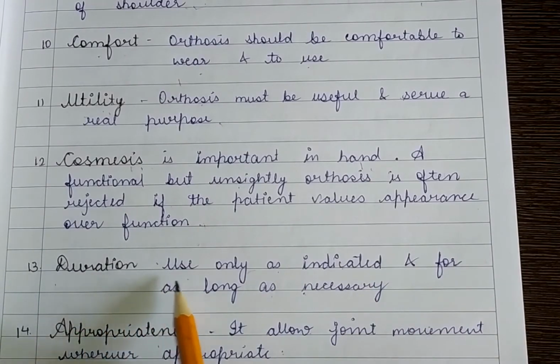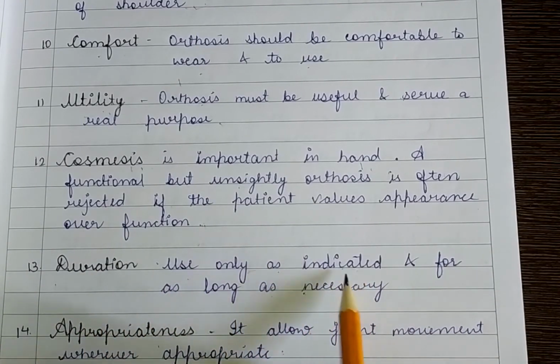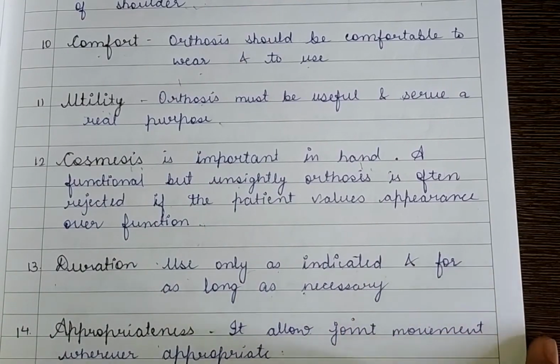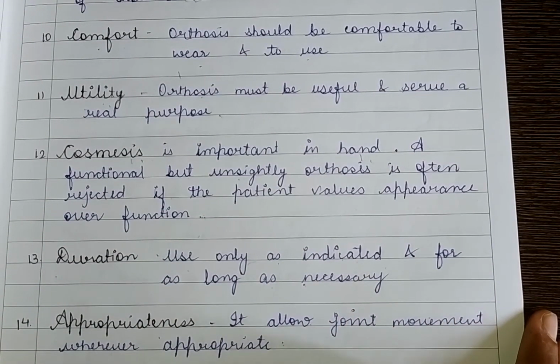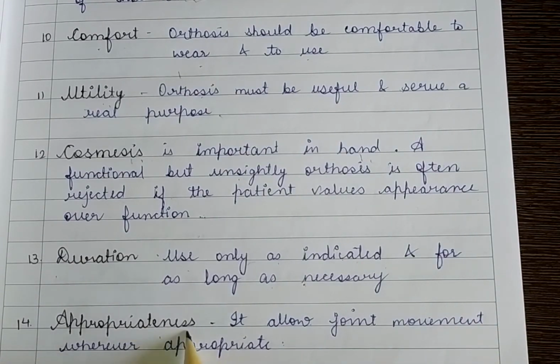Duration: it is indicated only for as long as necessary. All these orthotic devices should be used as prescribed by the doctor. So they are used as long as necessary. Appropriateness: appropriate movement should be allowed while wearing these orthotic devices. So it allows joint movement where it is appropriate.